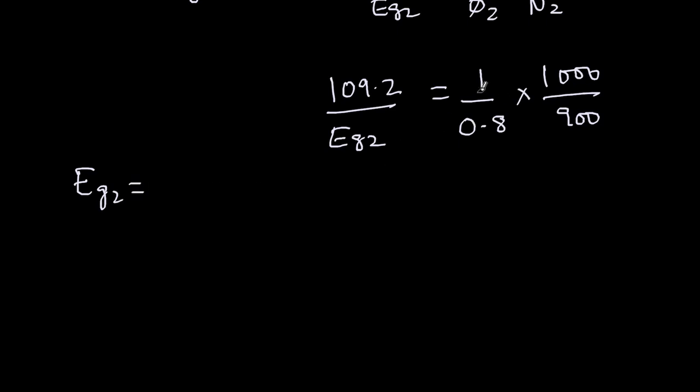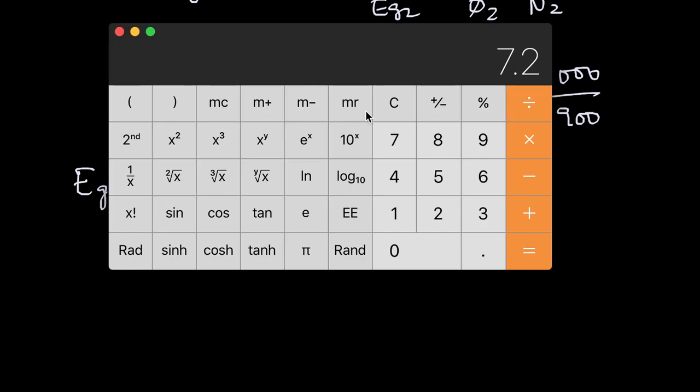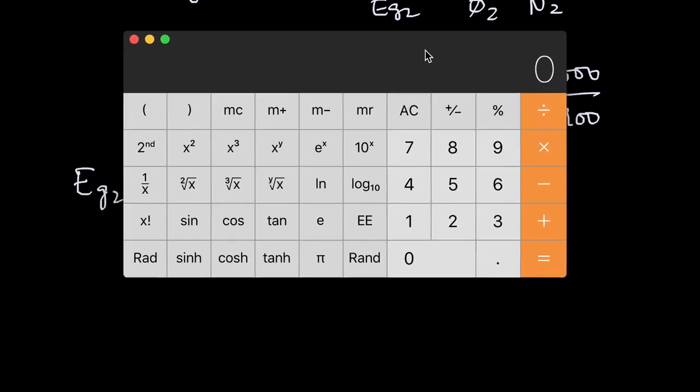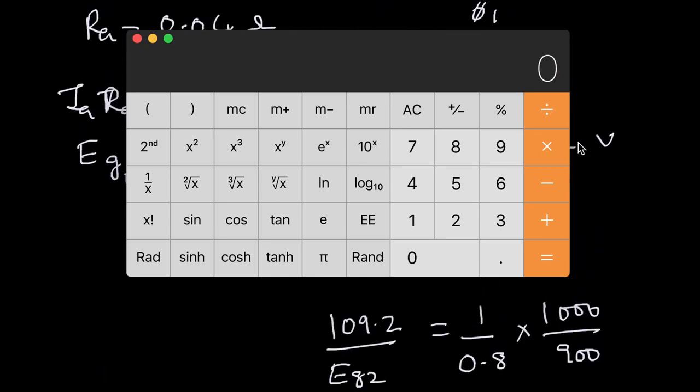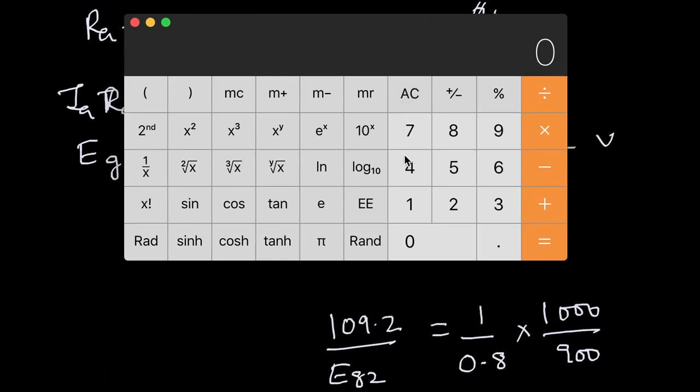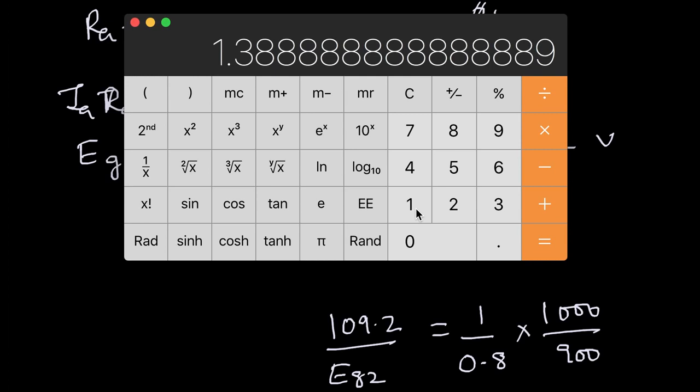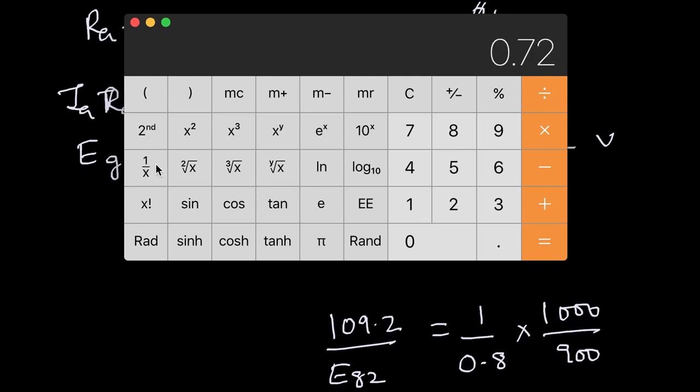So Eg2 will be, okay, first I'll calculate the right hand side. So I get 1000 divided by 0.8 divided by 900. So that quantity, I'm getting this one. I have to make the inverse of it and then multiply it with 109.2.